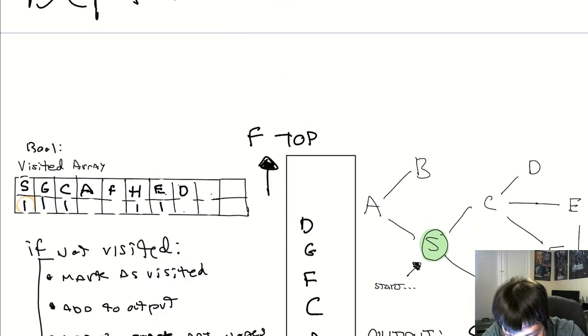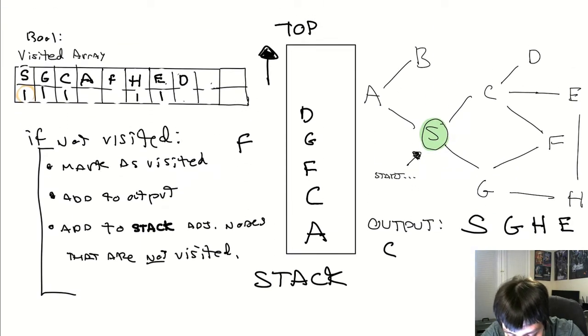Next one's going to be the F. So F is going to be marked as visited and added to the output, and then add its neighbors. So we got C and G. C is visited, G is not visited. So we are going to go ahead and add, oh wait, no, G is visited actually already. I just saw it at the beginning there. So they're both visited, so we don't need to add anything. Great.